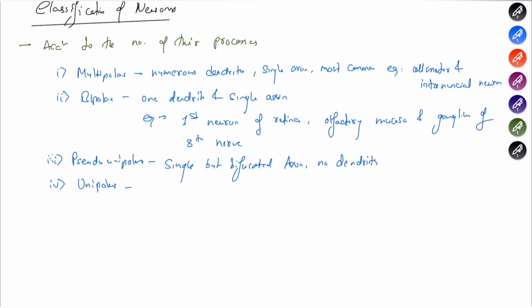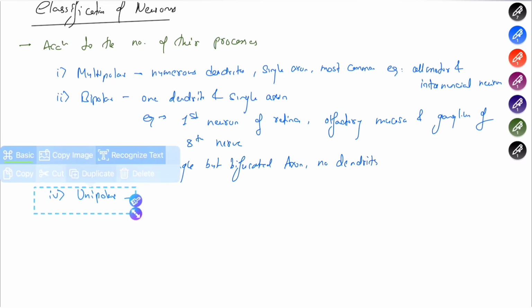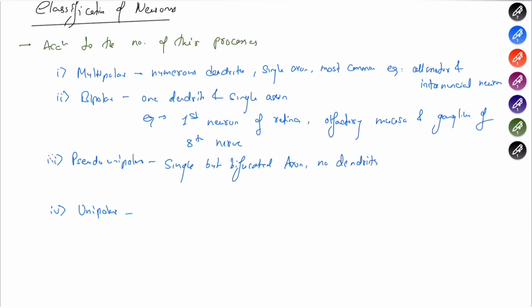Pseudo-unipolar is present in the dorsal nerve root ganglia and sensory ganglia of cranial nerves. These are found in dorsal root ganglia and sensory ganglia of cranial nerves.